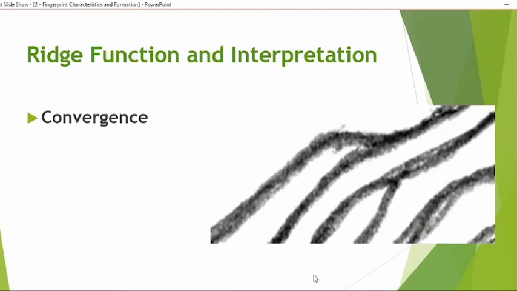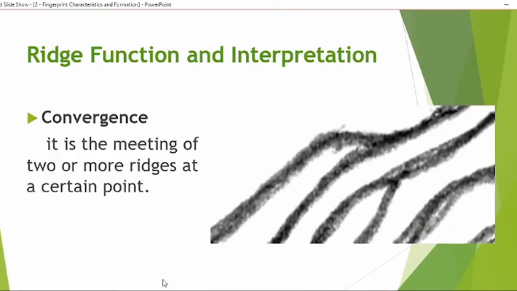Convergence, kanina divergence, ngayon convergence. It is a meeting of two or more ridges at a certain point. So this one, there are two ridges that meet at a certain point to form a single ridge. So this is the point of convergence. Diba? Yan.